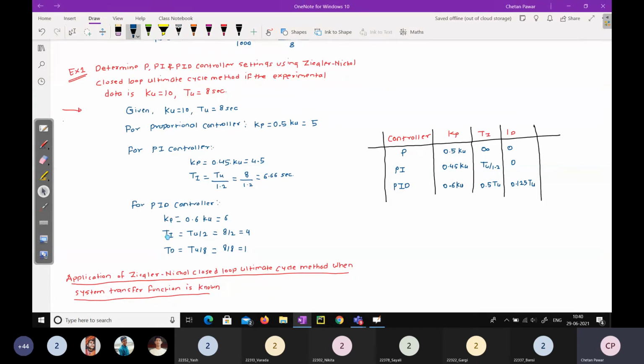Kp will be 0.6 Ku, Ti will be Tu upon... for the PID controller. So what is the Tu?